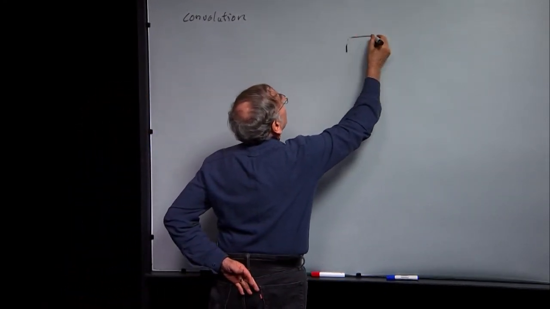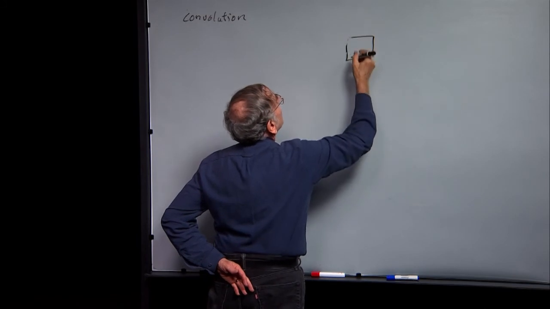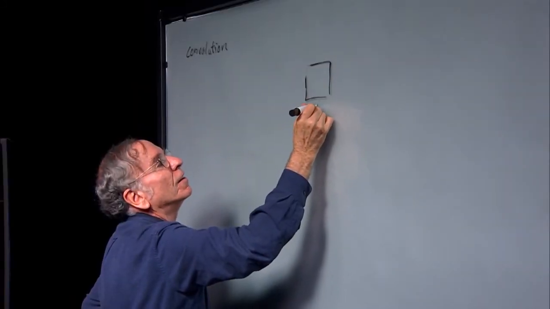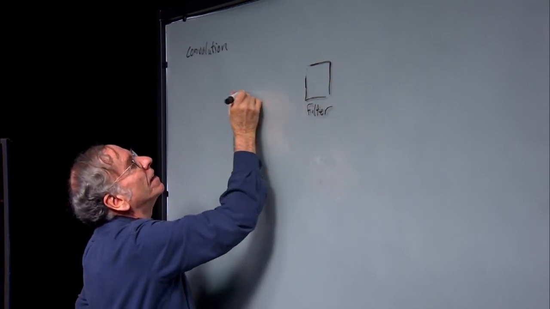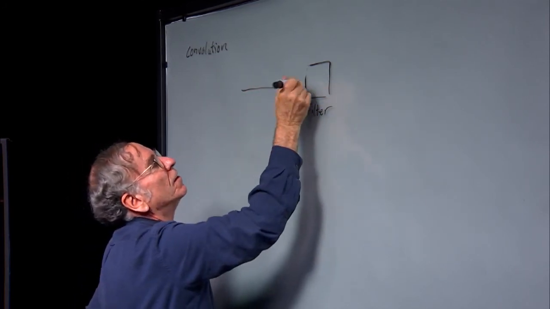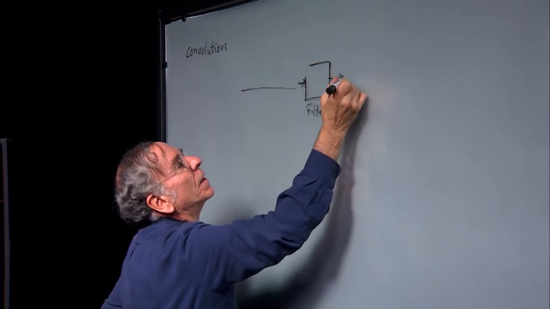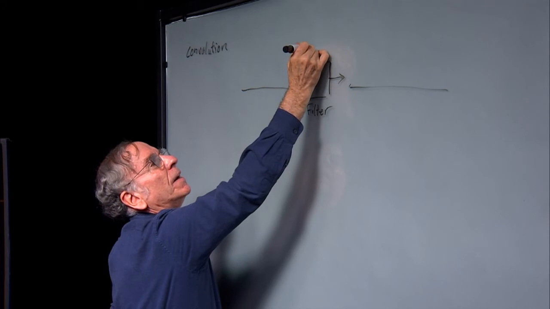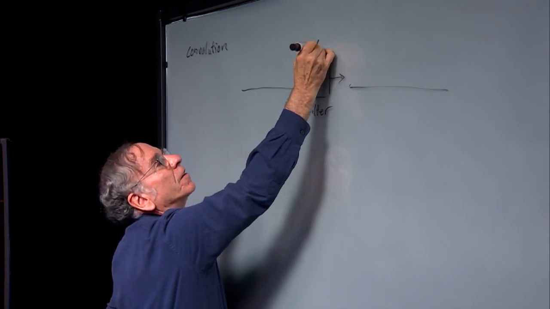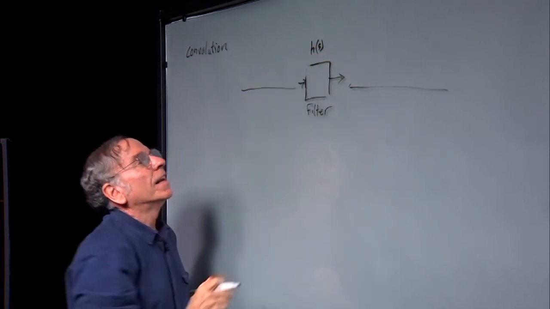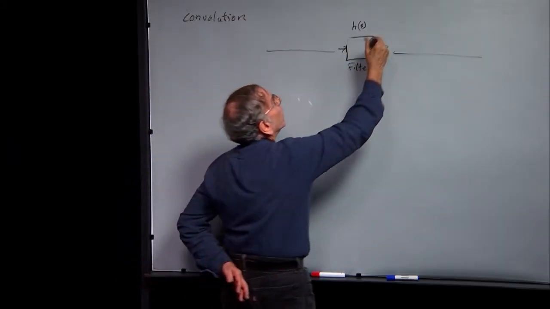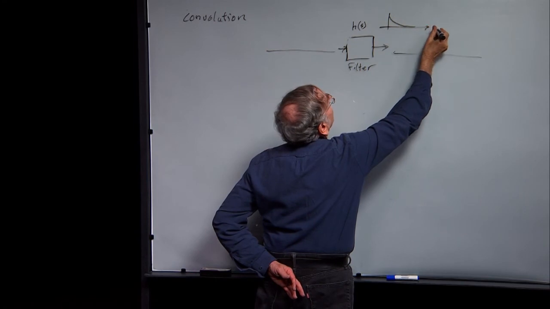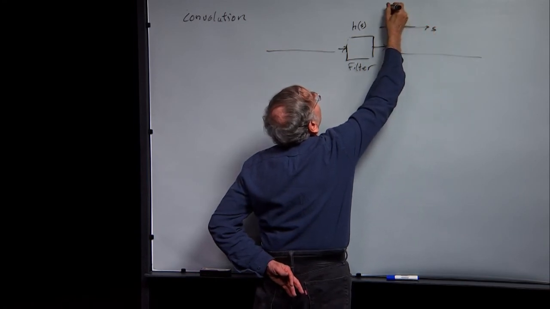Electrical engineers think a lot about convolution in terms of filters. So you have some kind of box that you call a filter, and in comes some input signal, and out comes some output signal. And the filter is described by what's called a filter kernel, that I will call h of s. And an example of an h function might look like this. So this is s, and that's h of s.